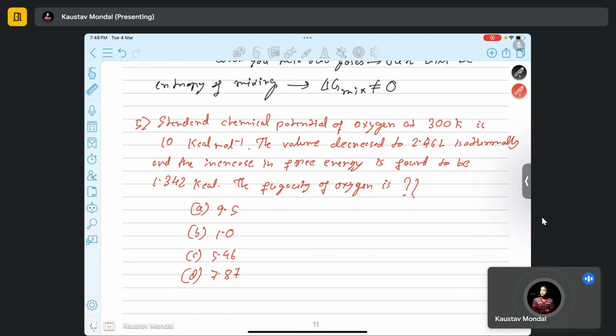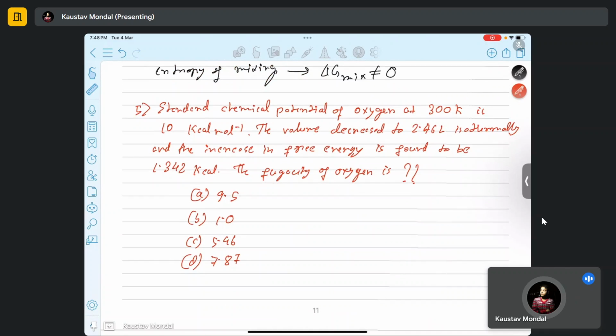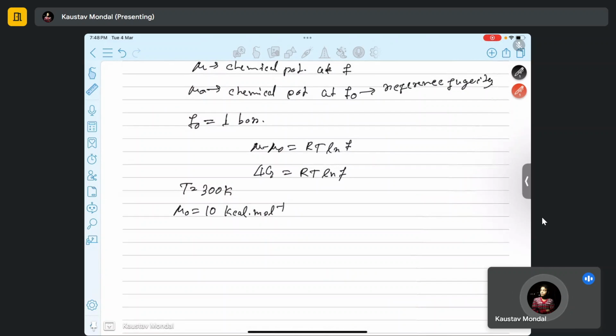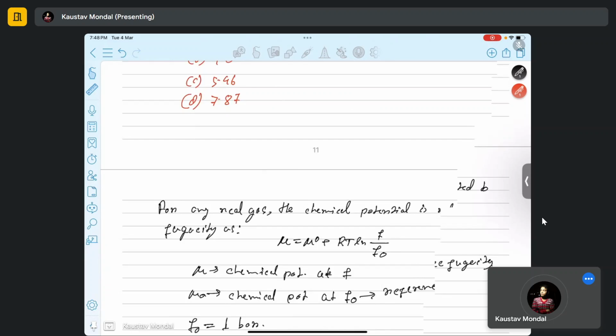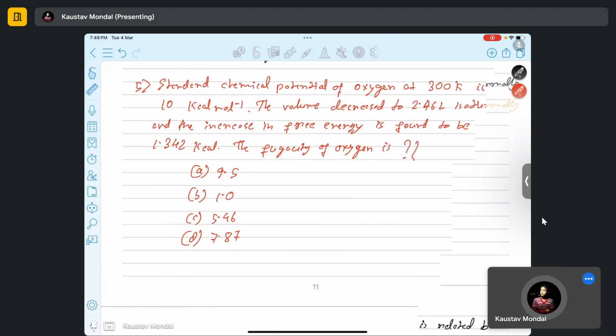Second thing is volume decrease, 2.46. For this problem, the volume decrease means a decrease from V1 to V2, and the V2 value is 2.46. But I don't think that value is required in order to solve this problem, but anyway.